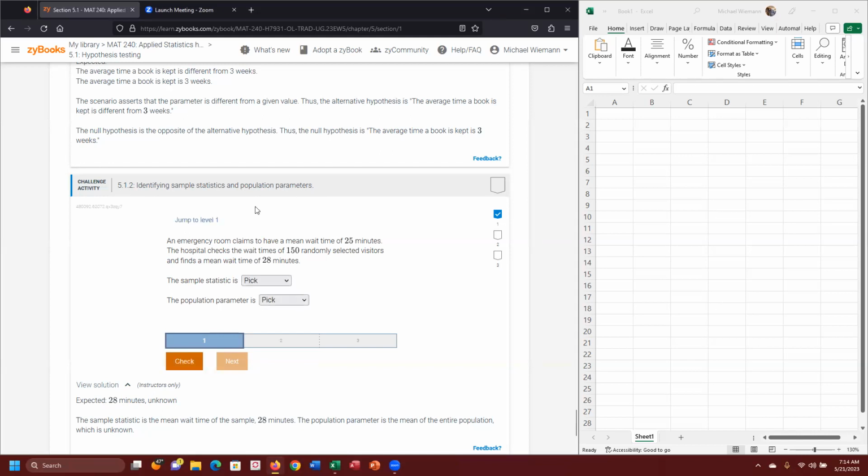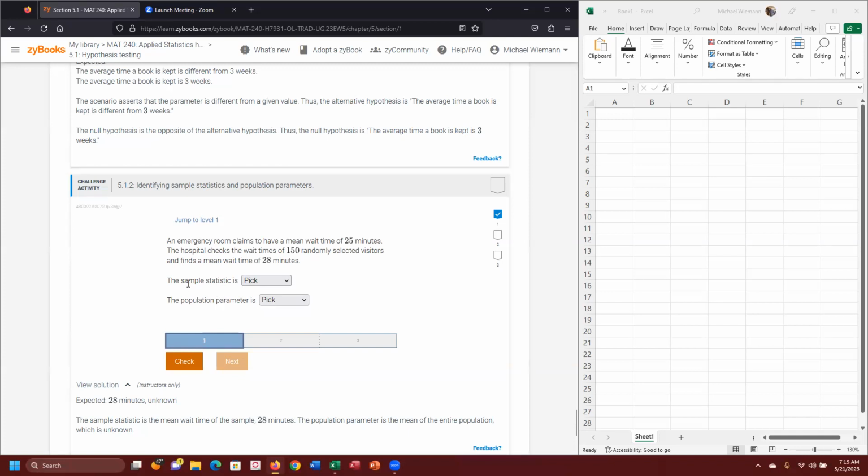On to the next challenge activity, 5.1.2, identifying sample statistics and population parameters. We need to identify in this particular case what is the sample statistic as well as the population parameter. The way that you keep these straight, notice population parameter, they both start with the letter P. So a population yields a parameter. Sample statistic, they both start with S. So that's how you tell the difference between the two.